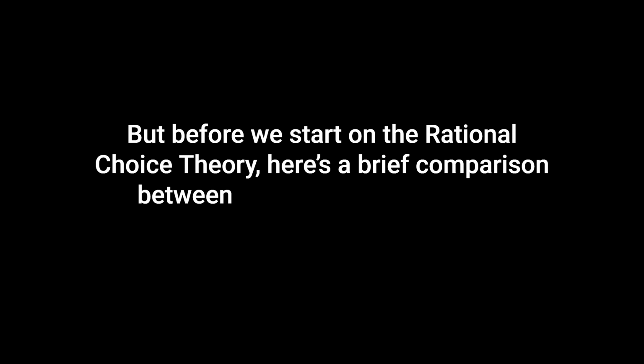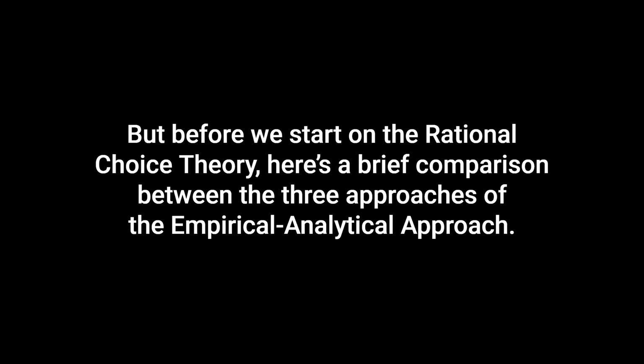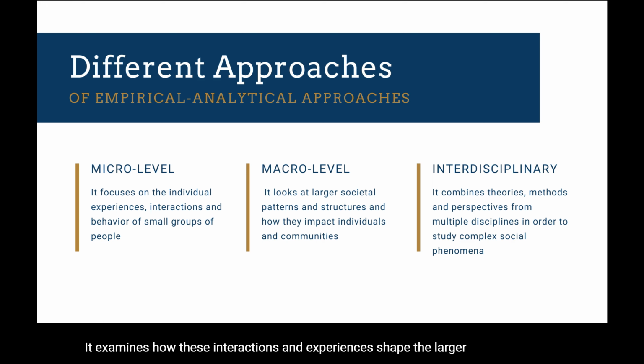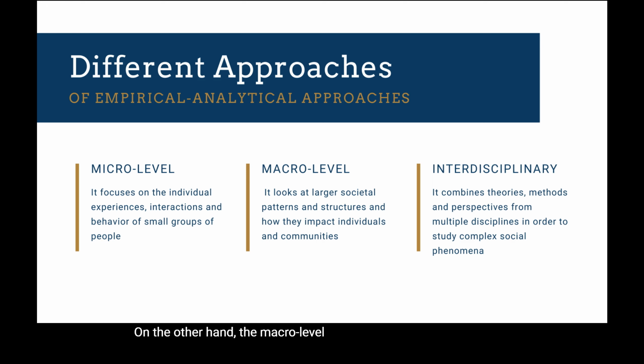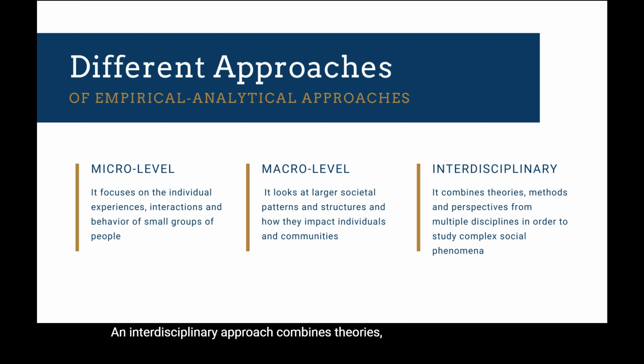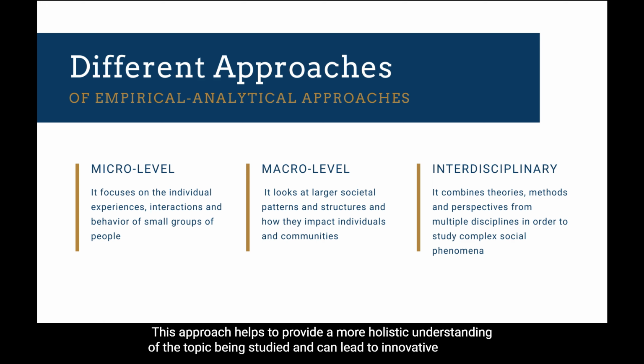But before we start on the rational choice theory, here's a brief comparison between the three approaches. The micro-level approach focuses on the individual experiences, interactions, and behavior of small groups of people. It examines how these interactions and experiences shape the larger social structure. On the other hand, the macro-level approach looks at larger societal patterns and structures and how they impact individuals and communities. An interdisciplinary approach combines theories, methods, and perspectives from multiple disciplines in order to study complex social phenomena. This approach helps to provide a more holistic understanding of the topic being studied and can lead to innovative solutions.